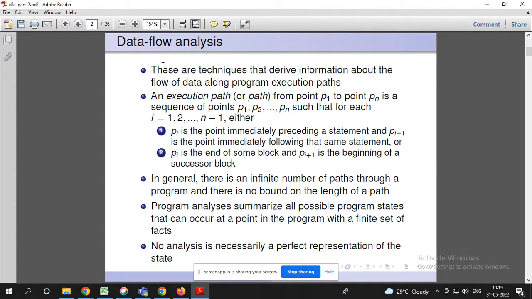First, what is data flow analysis? These are the techniques that derive information about the flow of data along the program execution path. So, what is the program execution path? Suppose you have program instructions; the first instruction may be P1, the second instruction may be P2. So P1 and P2 are program points, instruction points. Between P1 and P2, what variables are available and what variable values are moved to P2?